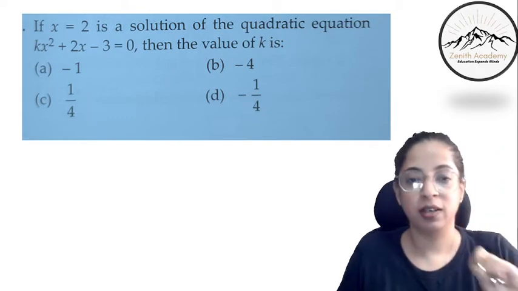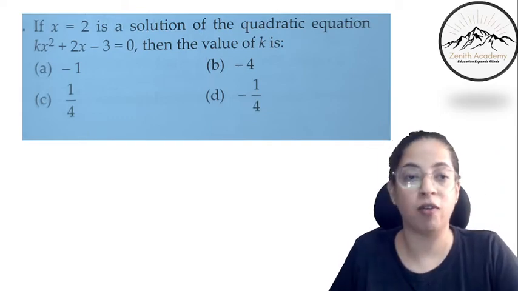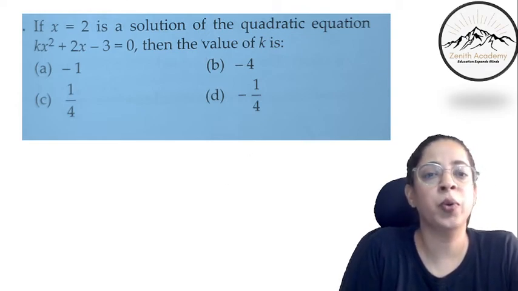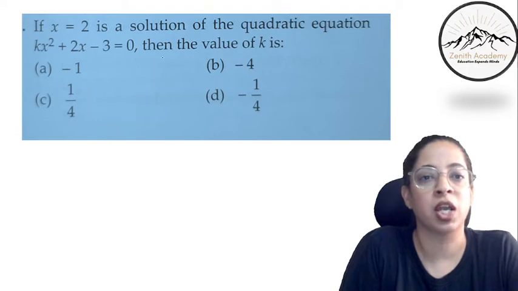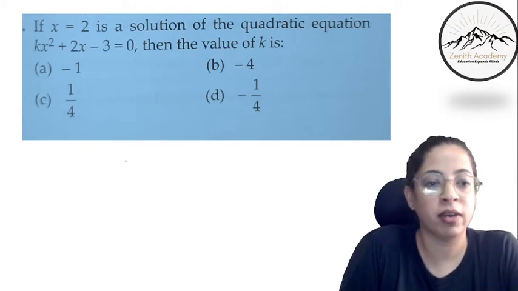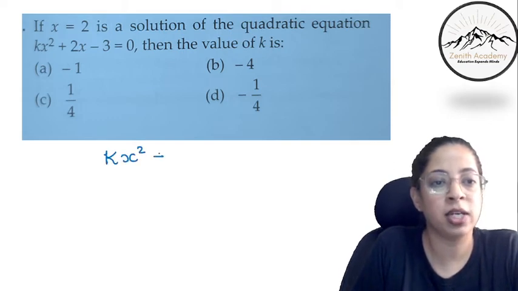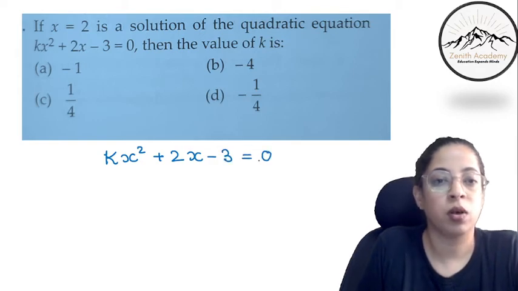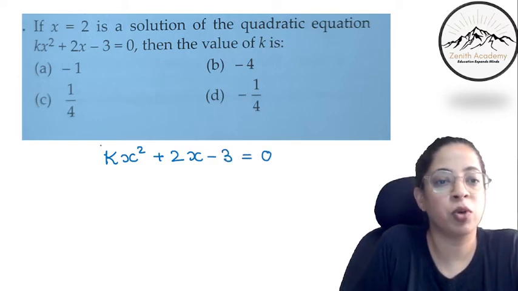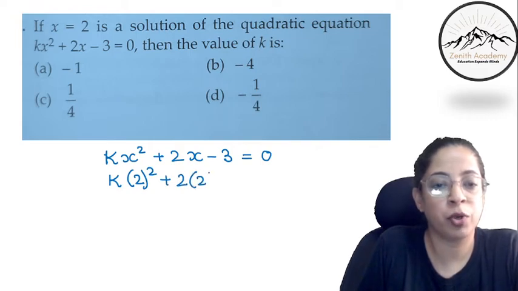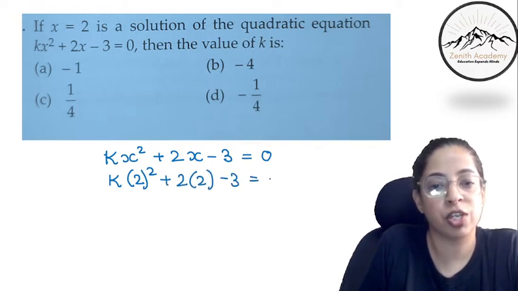So let's solve a few questions from the same topic that we have covered today. See, the first multiple choice question is: if x equal to 2 is the solution of this quadratic equation, then find the value of k. We have just now done a question like this. kx square plus 2x minus 3 is equal to 0. Wherever there is x, we put 2, because 2 is the solution. So 2 square, here also there is an x, so we put 2, minus 3 is equal to 0.